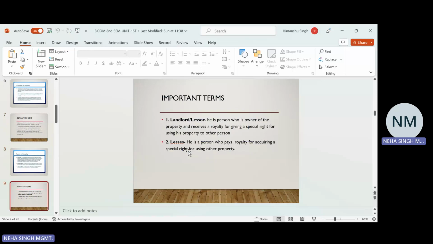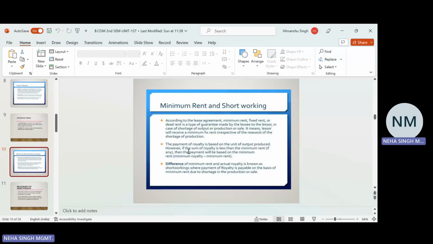Important terms. In important terms, we look at the first, lessor. So lessor is a person who is obviously the owner of the property, who receives a royalty for giving a special right for using his property to another person. While lessee is a person who pays royalty for acquiring a special right for using another's property.